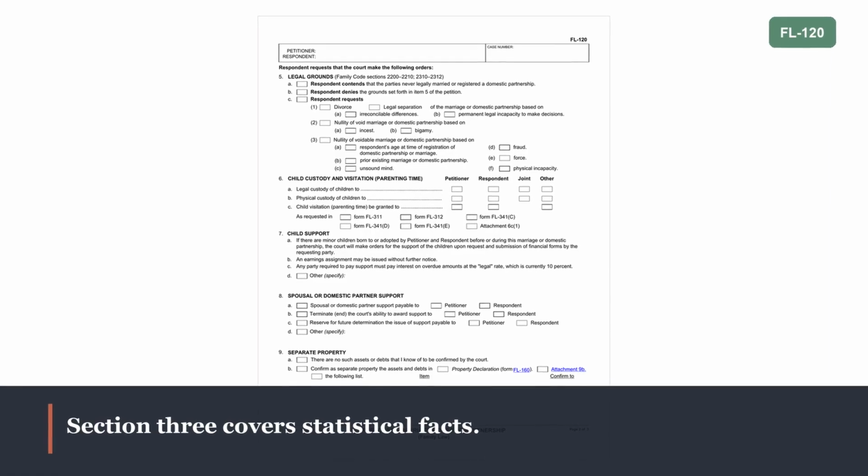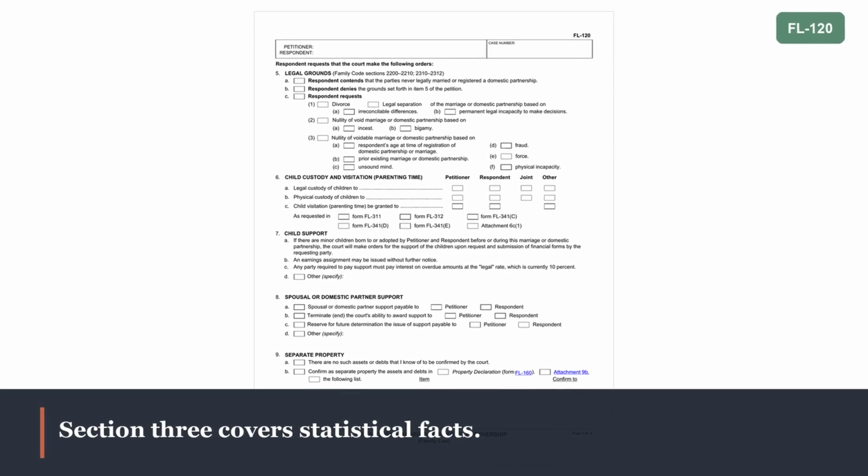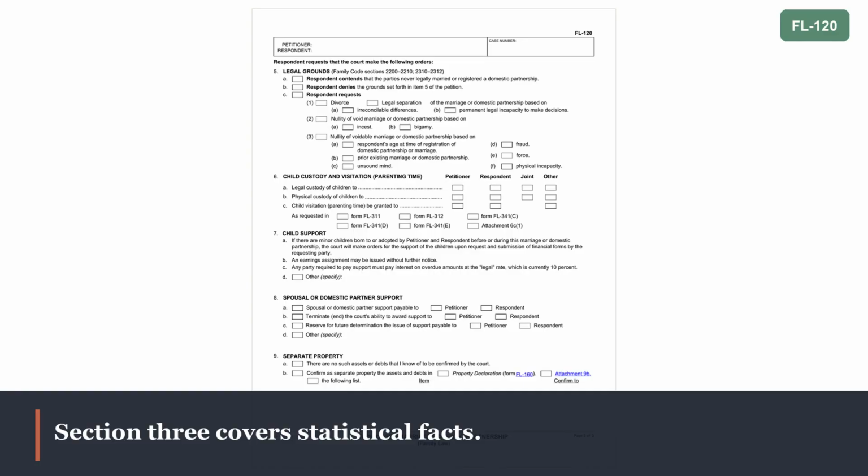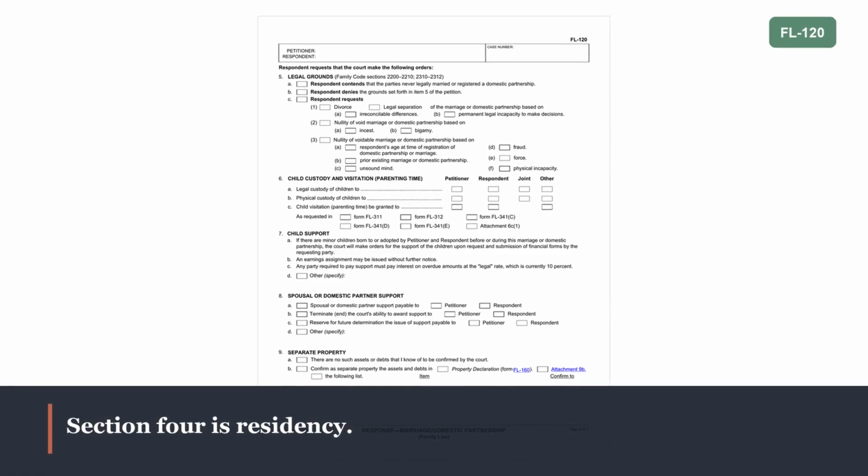Section 3 covers statistical facts. This is where you confirm or contest the petitioner's stated date of marriage and date of separation. You don't have to accept their dates automatically. If you believe the actual separation date is different, state your own, since it can affect how property and debts get divided. Section 4 is residency.